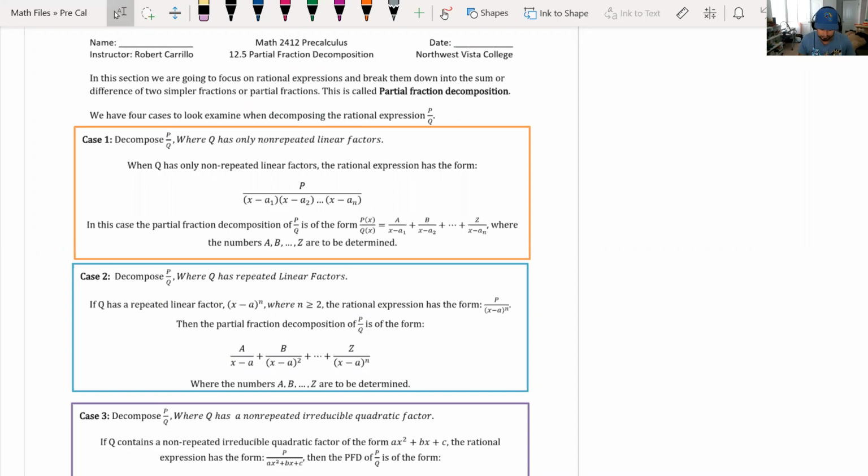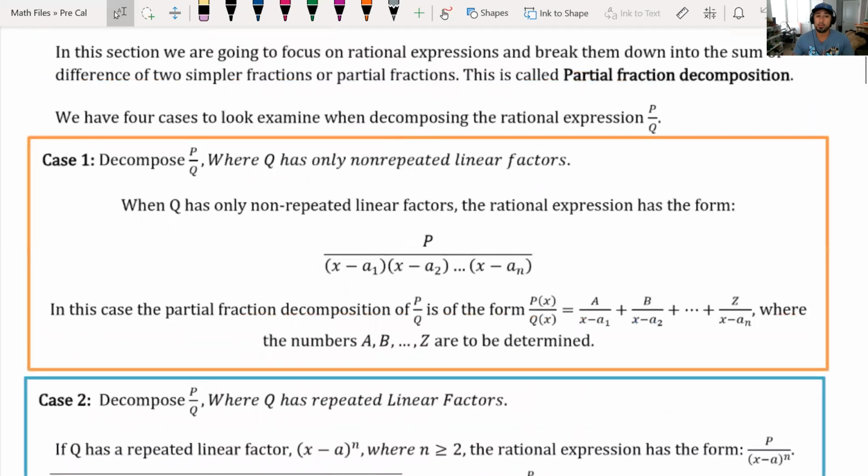We'll go over case 1. Case 1 says to decompose the rational expression P over Q, where Q is your denominator, has non-repeated linear factors. What's it mean to be linear? I guess we can go over some definition as well. Linear means that you could have a line, right? But we want to talk more about powers here. There are linears, quadratics, cubics, quartics. So if quadratic is a power of 2 and cubic is a power of 3, then linear must be the power of 1.